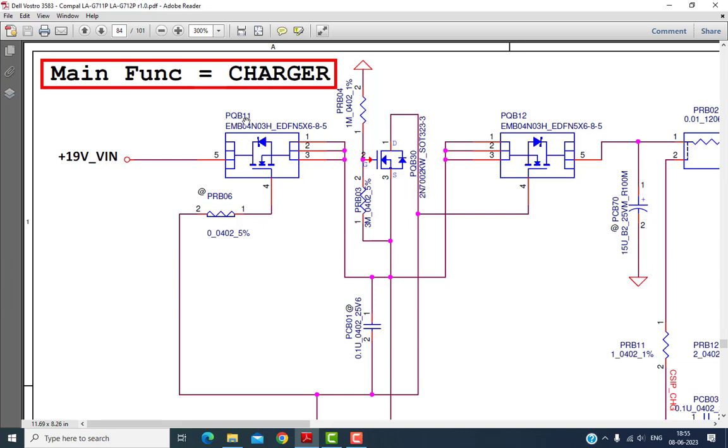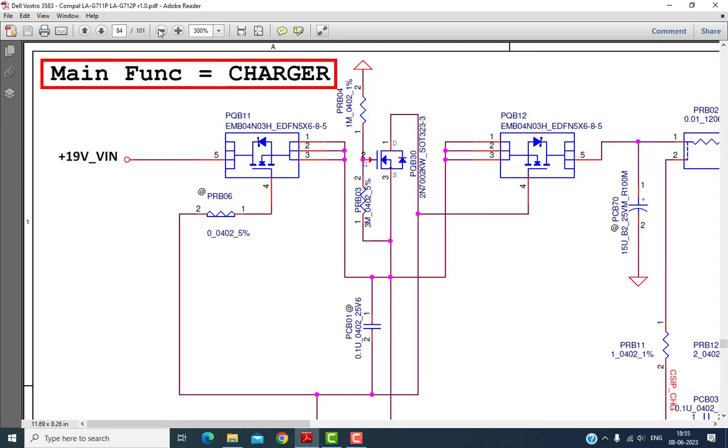Okay, this is the location number PQB11, and below that there is a number written, EMB04N03H. This is the number for the MOSFET. So this MOSFET is an N channel MOSFET. We can come to know from this symbol that it is an N channel because the arrow is inside. Okay, and this one is my drain and this one is the source. So 18 volt is connected to pin number 5, the drain.